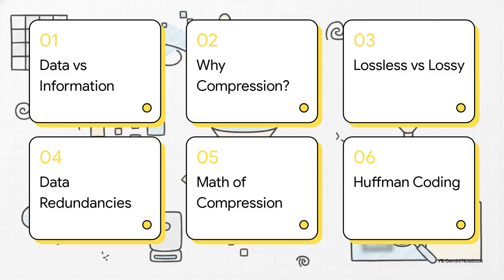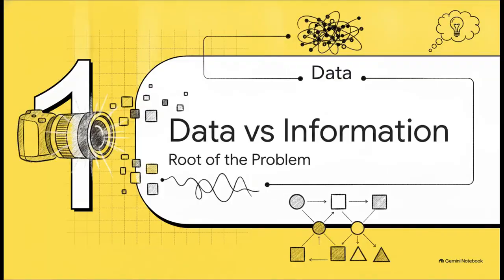First up, data versus information, then why we need compression, followed by lossless versus lossy compression. After that, we'll hit the 4 data redundancies, the math of compression, and finally, cracking Huffman coding. Let's dive right in. All right, section 1, data versus information, the root of the problem.